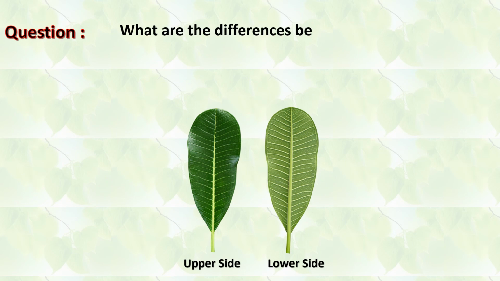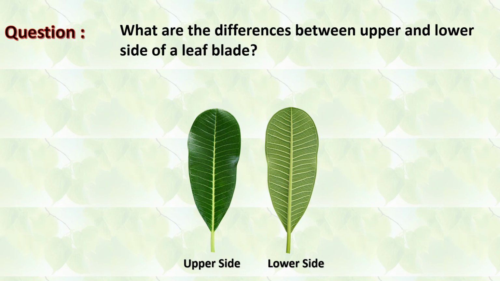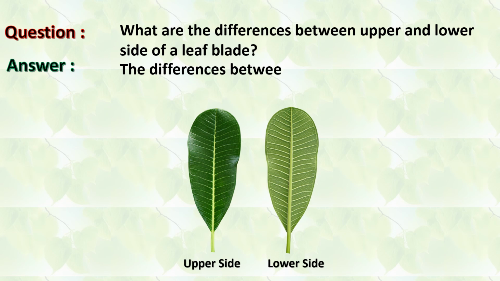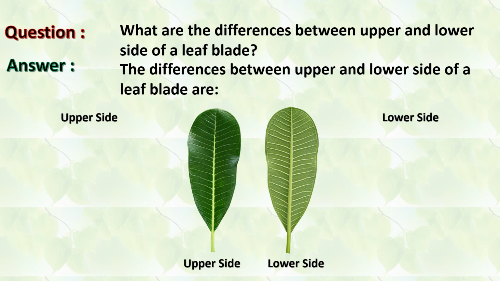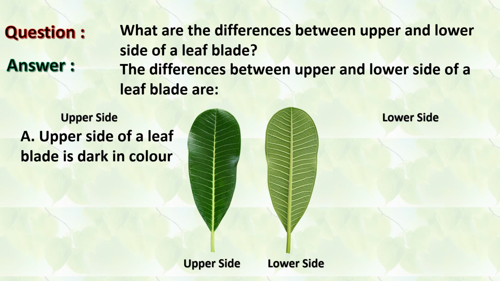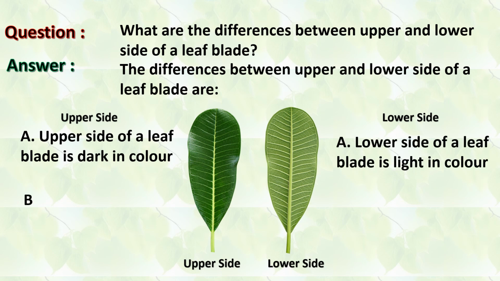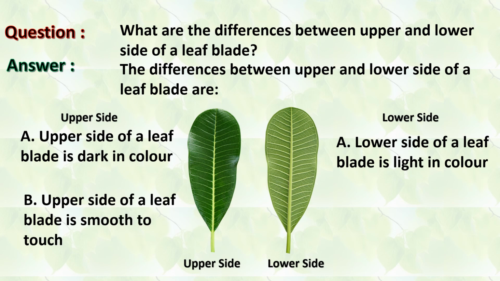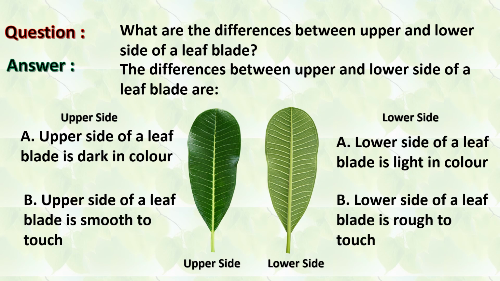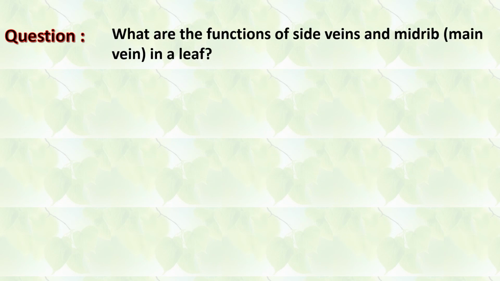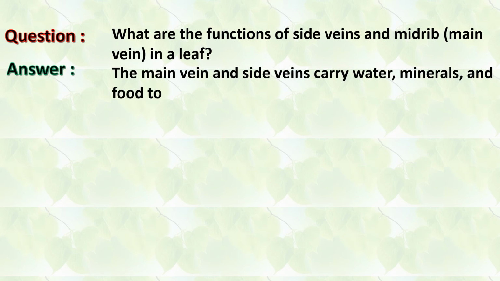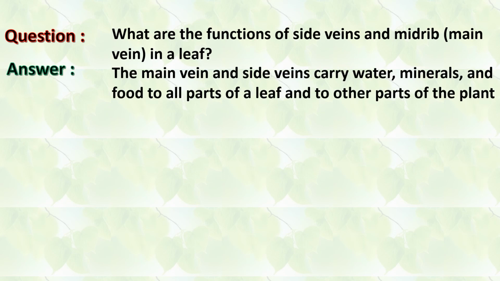Question. What are the differences between upper and lower side of a leaf blade? Answer. The upper side of a leaf blade is dark in color. The lower side of a leaf blade is light in color. The upper side of a leaf blade is smooth to touch. The lower side of a leaf blade is rough to touch. Question. What are the functions of side veins and midrib, main vein, in a leaf? Answer. The main vein and side veins carry water, minerals, and food to all parts of a leaf and to other parts of the plant.